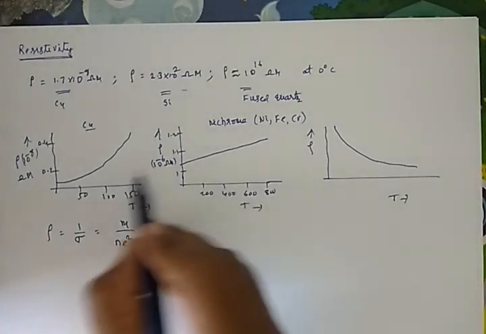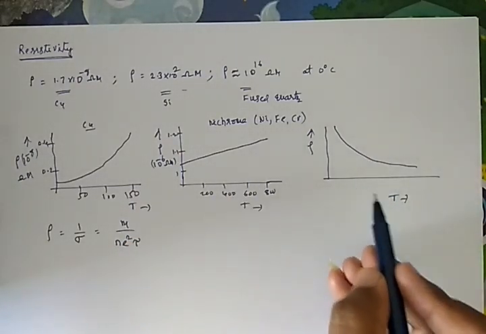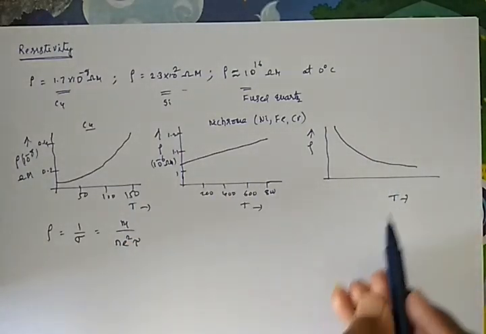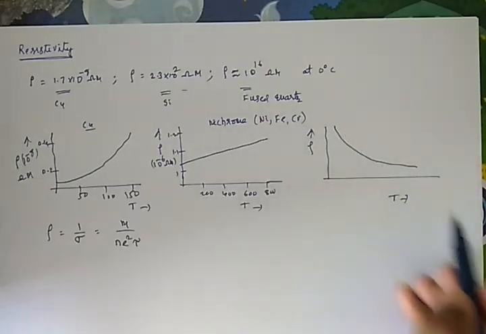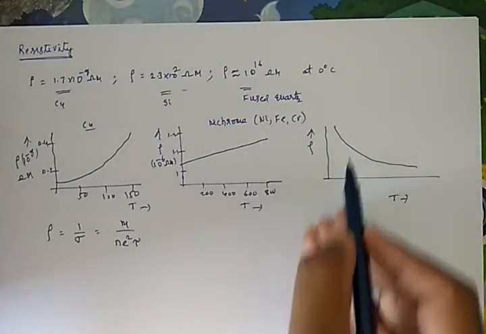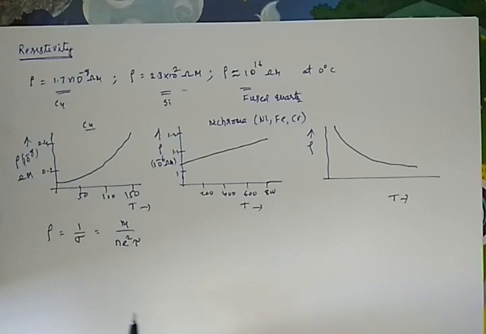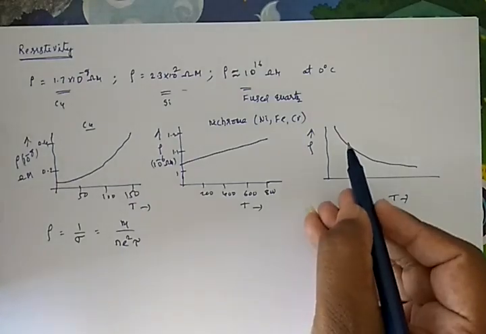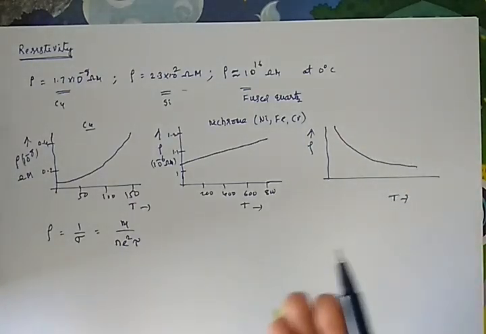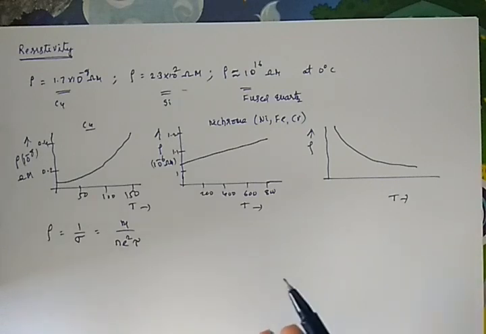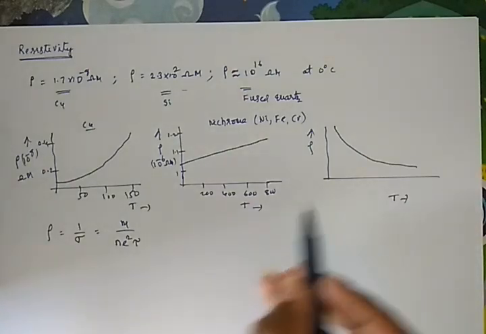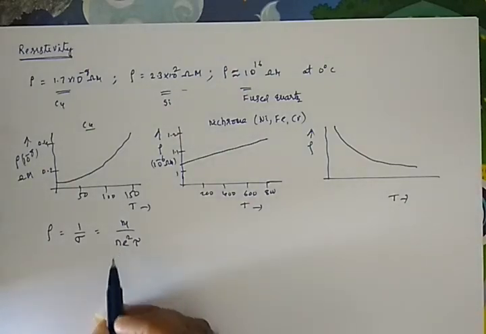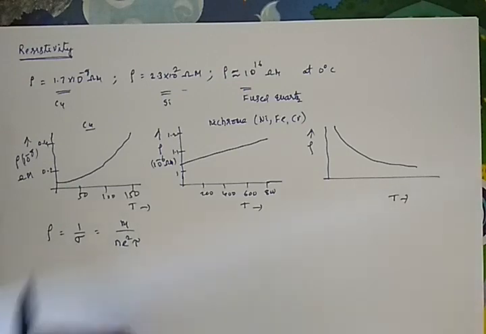And here also the same thing. In the case of a semiconductor, as you increase temperature, resistivity is coming down. Initially there are no free electrons. As you increase temperature, some electrons will become free, or some electrons may go from the valence band to the conduction band, and in that case n increases. When n increases, rho decreases.